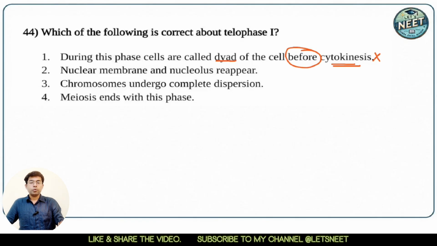Nuclear membrane and nucleolus reappear during telophase, correct. Chromosome undergo complete dispersion. Wrong. Chromosome don't undergo complete dispersion. NCERT line. Meiosis end with this phase. No, meiosis don't end with this phase. Still there is meiosis 2 left. So correct answer is 2.